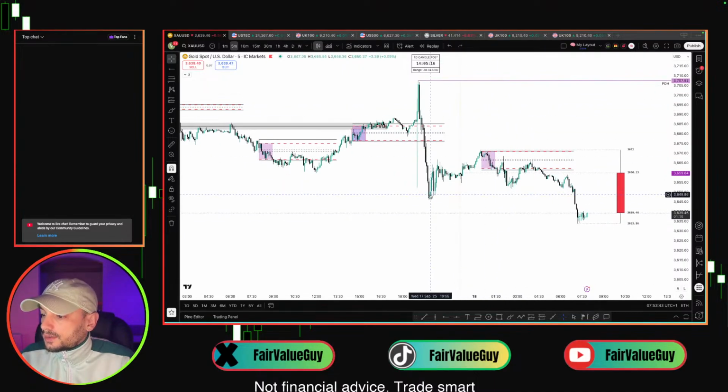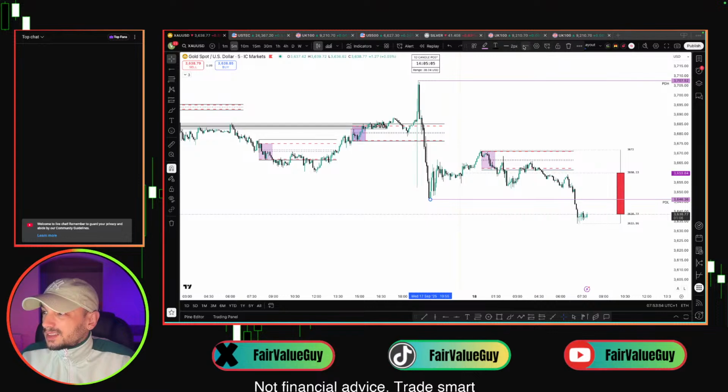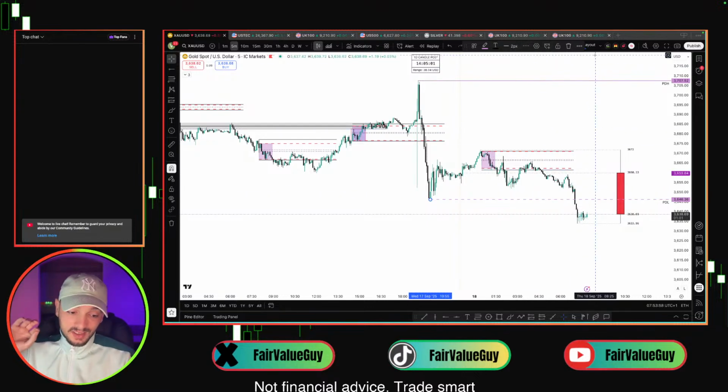Previous day high, and right here we have previous day low, which is already taken out. So if we keep trading below, that means we're gonna look for shorts. If we manage to go above, we're gonna target this beautiful liquidity: previous day high, news high, all-time high.